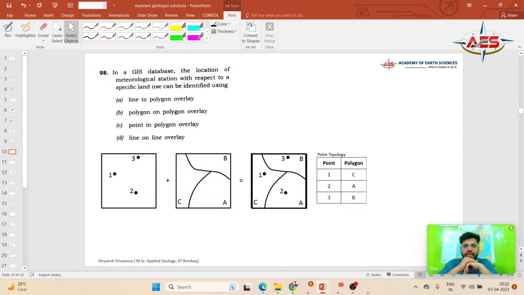Let's see 98. In a GIS database, the location of a meteorological station with respect to a specific land use can be identified using. Okay, this is something related to geographical information system. Okay, if you people have made some use of ArcGIS or some other software related to GIS, so you can easily do this. Okay, so we will first see the four options. So there is an option called line to polygon overlay.